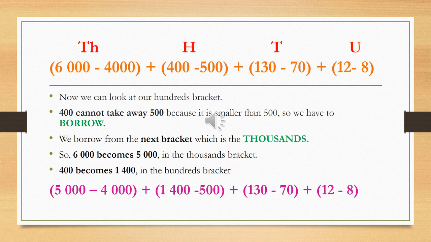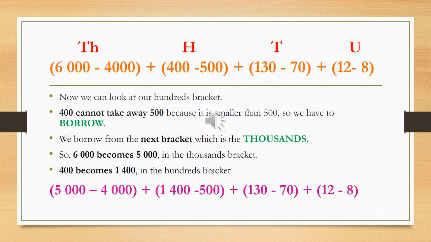And the thousands is 6,000 minus 4,000. The 6,000, boys and girls, becomes 5,000 because it is lending 1,000. It is becoming 1,000 less. And the hundreds bracket now, the 400 becomes 1,400 because it borrowed 1,000. So it became 1,000 more.